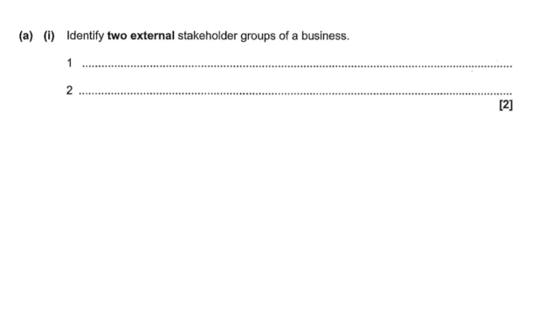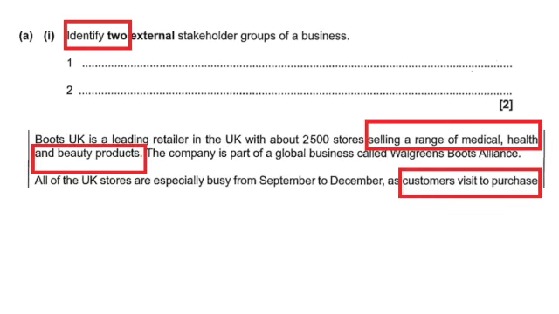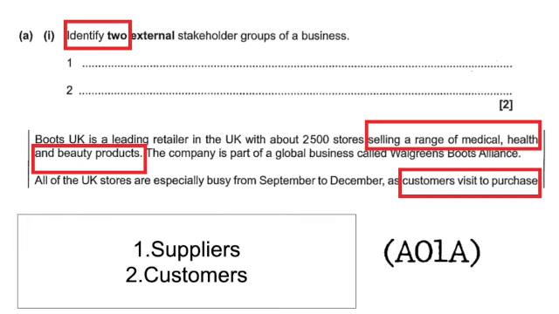So for example, if I go back to the case study, I should be able to identify 2 external stakeholders. It says here in the very first sentence that they sell a range of medical, health and beauty products. Well, I should be thinking, where do they get those products from? They must get them from suppliers, and therefore the supplier is a stakeholder. And in the next line it says customers visit to purchase. Again, customers, there's your external stakeholder. So straight to the point, suppliers, customers. I've achieved AO1A, I've got my 2 marks, and I can move on to the next question.